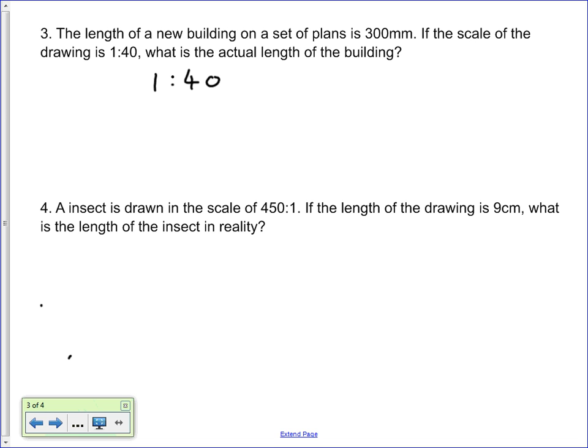This part, or one part, represents the drawing. This represents the drawing. And so the 40 parts represent reality.